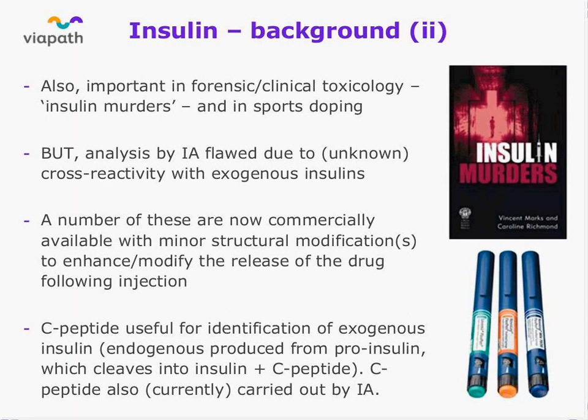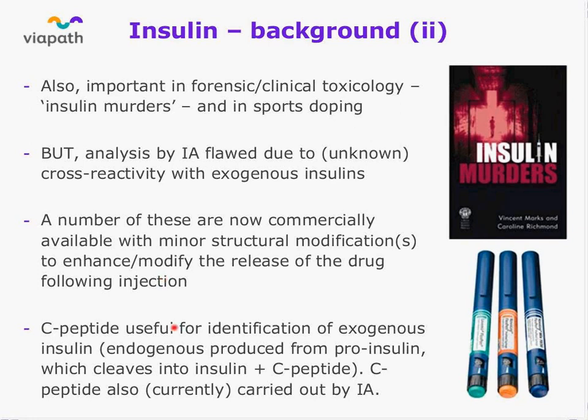We'll see. The problem, particularly from the forensics field, is that the immunoassays that you can use for insulin analysis are flawed because they cross-react, often to an unknown extent, with all of the different exogenous insulins that are available. So I'll show you some of the structures in just a couple of slides' time, but there are a number of these that are now available, and they primarily have minor structural modifications that are designed to adjust the pharmacokinetics of these drugs, so you end up with less frequent injection. But ultimately what that means is we can use the mass spectrometry to identify and pull out the different minor structural modifications that you can't necessarily do using immunoassay alone.